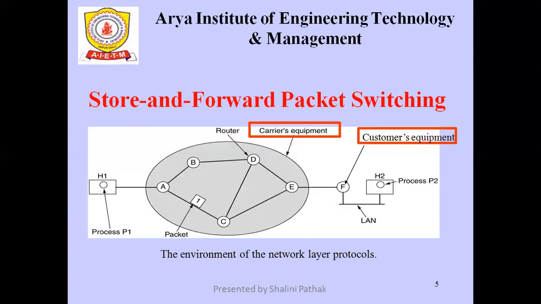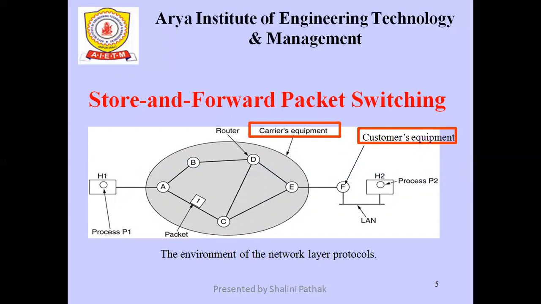As in the given diagram, first H1 is the host where process 1 is there. Second, process 2 is in H2. And in between H1 and H2, there is carrier equipment. In the carrier equipment, there are various routers connected to each other, that is A, B, C, D, E. F is also a router, that is the customer's equipment or customer router, which is, you can say, the destination router, connected through a LAN.